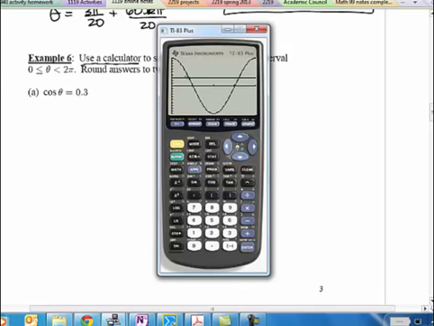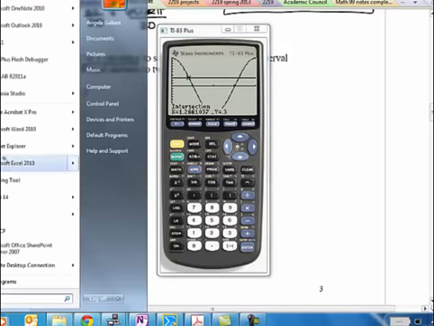And it looks like there are two spots where the cosine of the angle is 0.3, which is what we expected. One of them would be in quadrant 1 and one in quadrant 4. Right? So then we want to go to calculate, which is above the trace button. We want to find the intersection point, the first curve, second curve, and then move closer to one of them. So that's telling us 1.266 and then 0.3 for the y. Try to do a screenshot of this.